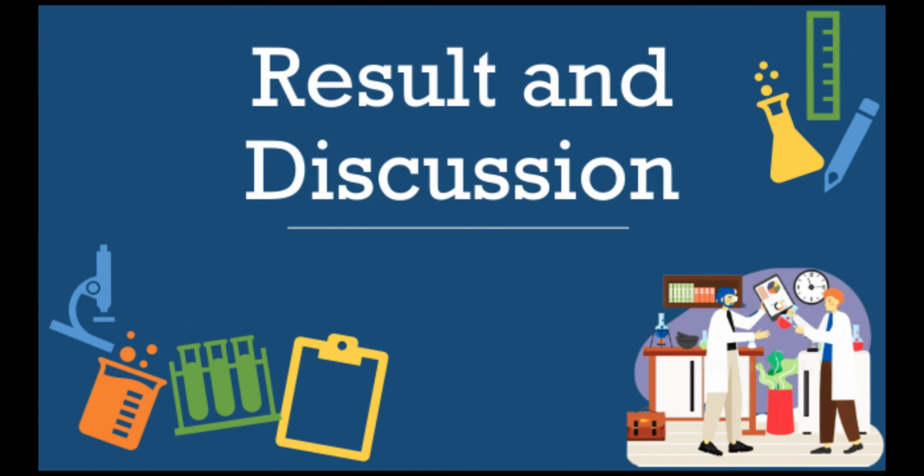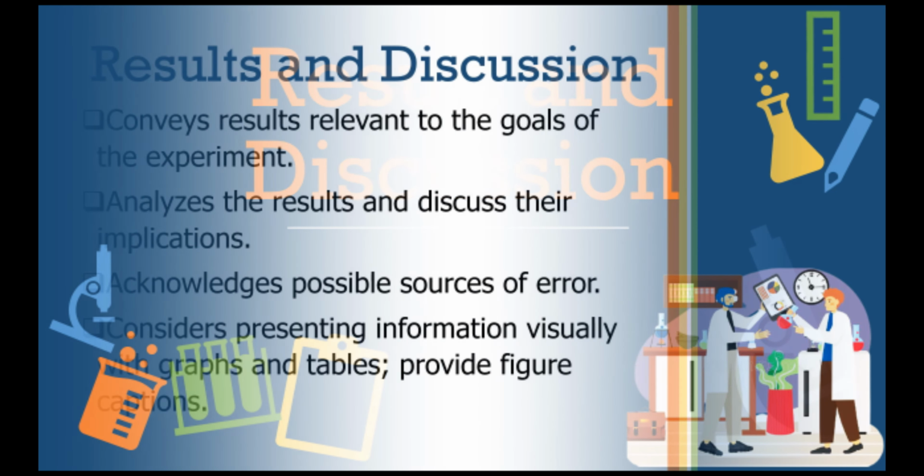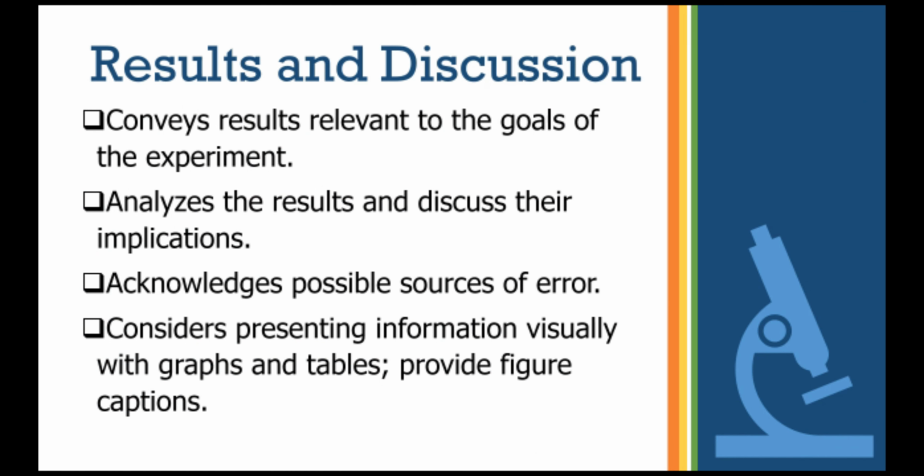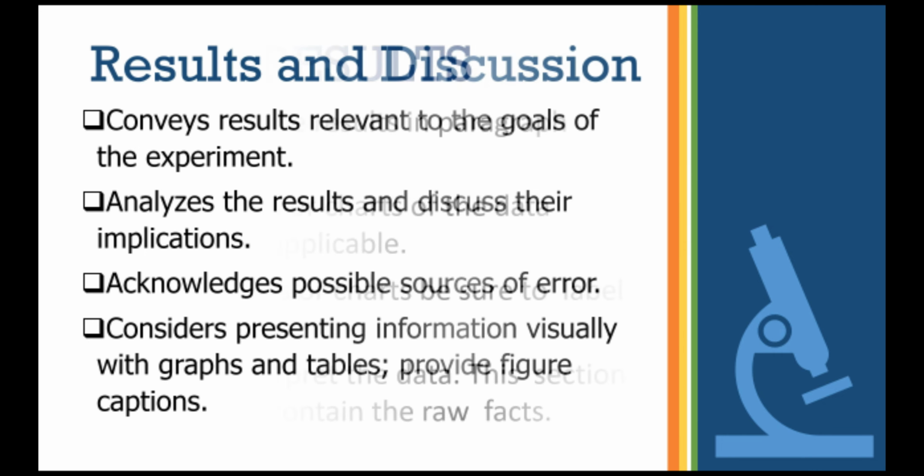And the next part is the result and discussion. Results and discussion convey the results relevant to the goals of the experiment. It also analyzes the results and discusses their implications. And it acknowledges possible sources of error and considers presenting information visually with graphs and tables, providing figures and captions.